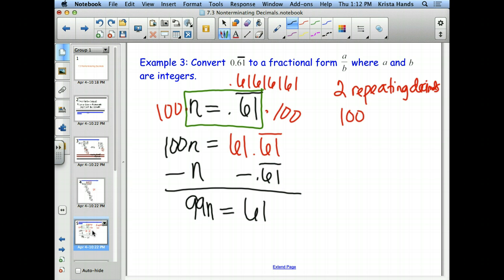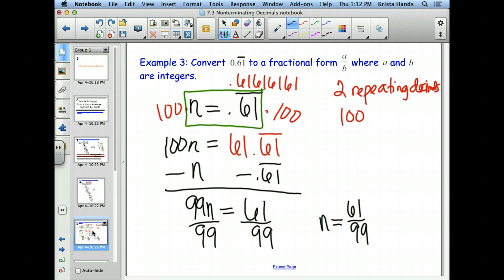All right. So the goal is to figure out what N is. N is actually 0.61 repeating, right? What I'm trying to figure out is what N looks like in fraction form. It looks like 61 over 99. That's right, as long as it doesn't factor. So N is equal to 61 over 99. So 0.61 repeating is 61 over 99, and you can check this really easily.